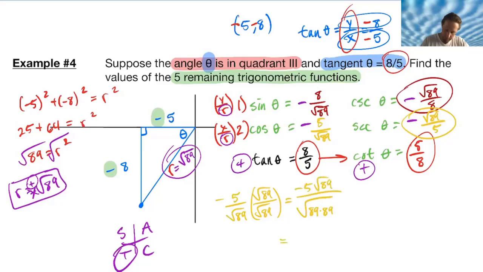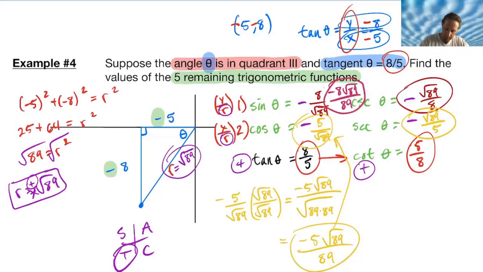And so that would give me a final answer of -5 times the square root of 89 over 89. And that's what I would put there as the simplified form. And you can probably guess what would happen with the other one, sine. It would be -8 times the square root of 89 over 89 in place of that.